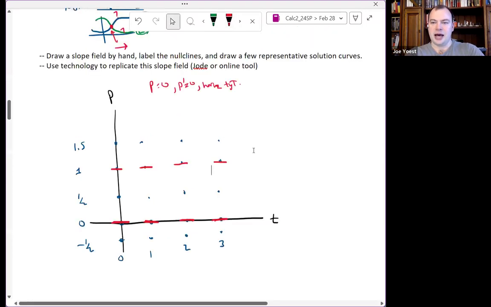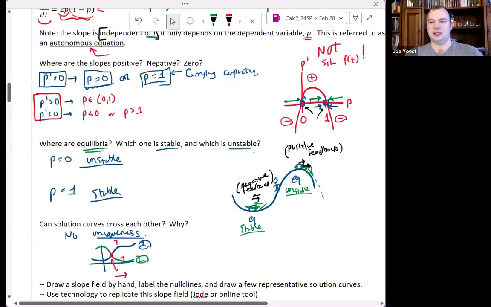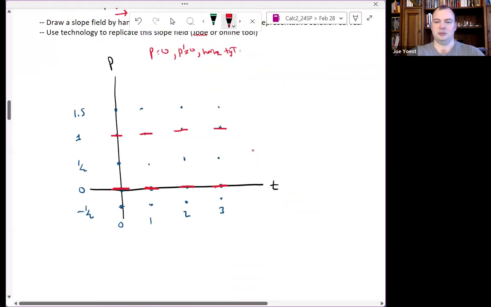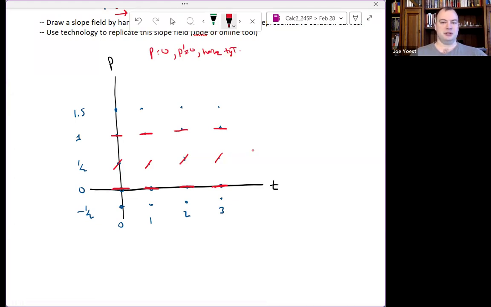At p equals 1/2, again, regardless of what t is, I have a positive slope. I'm not going to worry too much about how positive it is. I'll just draw it as a positive slope. And again, the slopes don't explicitly depend on t. So when p is a half and t is 0, I have some positive slope. I have the same positive slope when p is a half, t is 1, or when p is a half, t is 3.